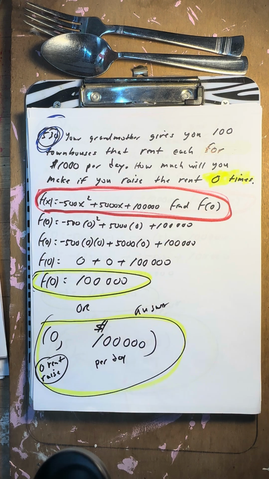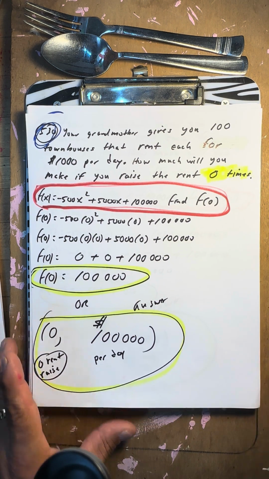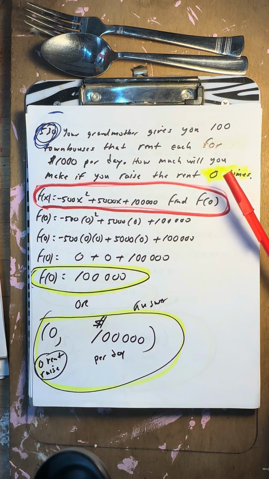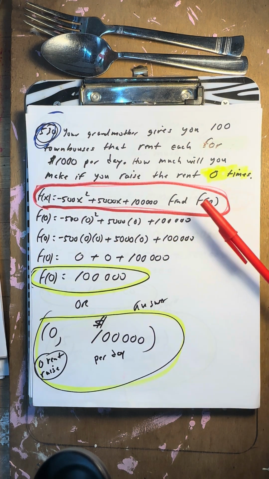Your grandmother gives you 100 townhouses. They rent for $1,000 each. How much will you make if you raise the rent? 0 times. Don't raise it. Just leave it like it is. Okay. f of 0. Let's find that. F the function. So f of 0.